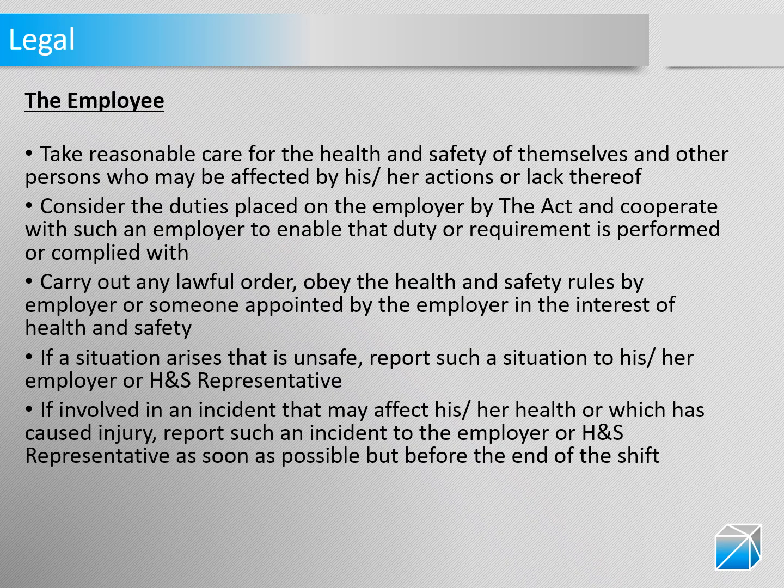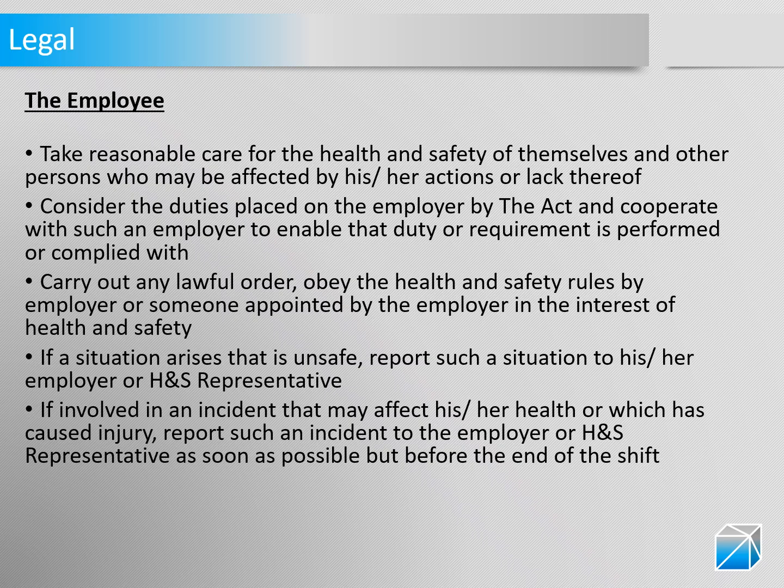Have you ever heard of the saying, "Every coin has two sides"? Well, just as employers are charged with certain duties, so are employees. Let us take a look at what some of those duties are. Every employee must take reasonable care for the health and safety of themselves and other persons who may be affected by his or her actions or lack thereof. Consider the duties placed on the employer by the Act and cooperate with such an employer to enable that duty or requirement to be performed or complied with.